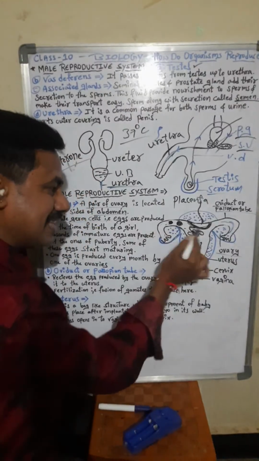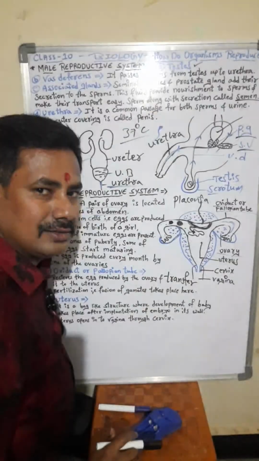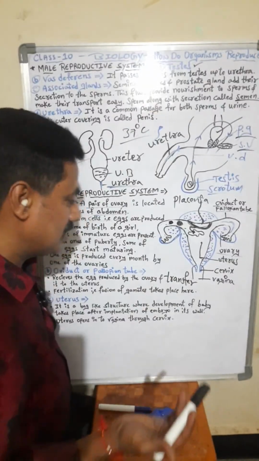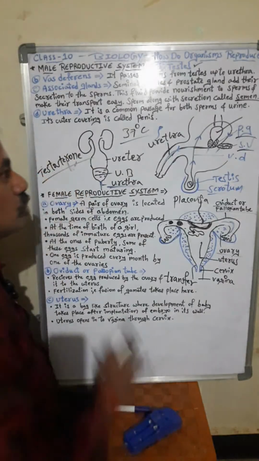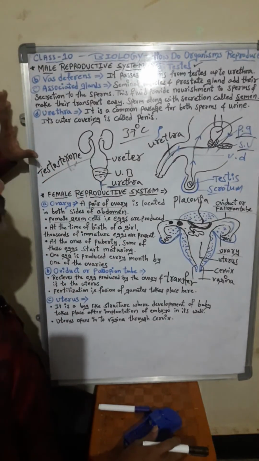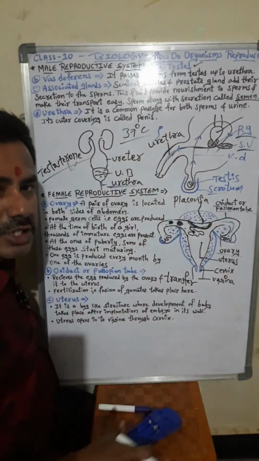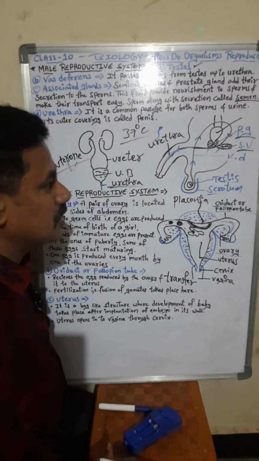If this egg is not fertilized, what happens? That thing we are going to study in the next class, students. So today, what we have seen, so many things we have seen. Male reproductive system we have seen, female reproductive system we have seen.